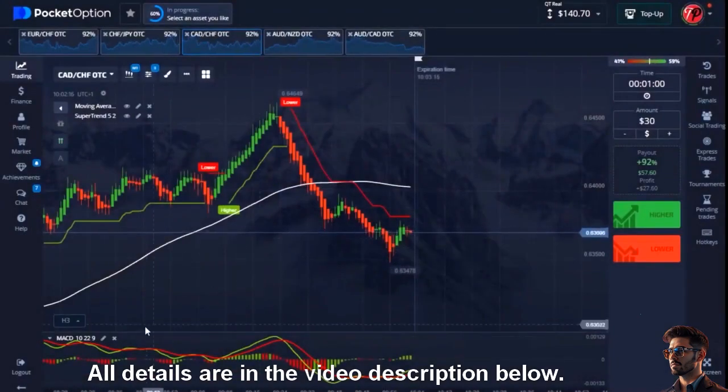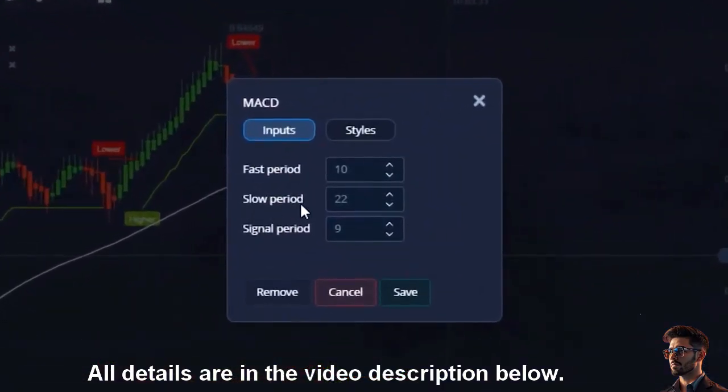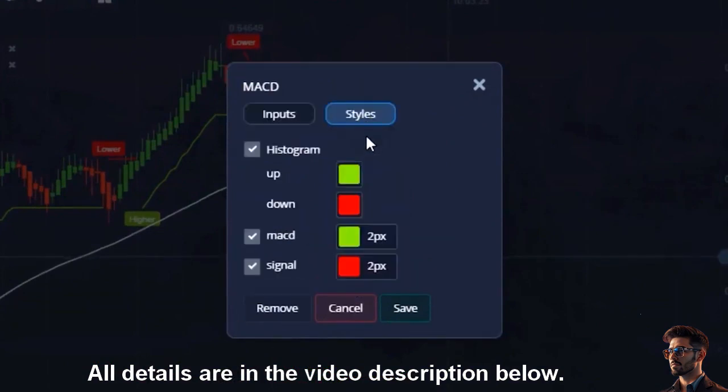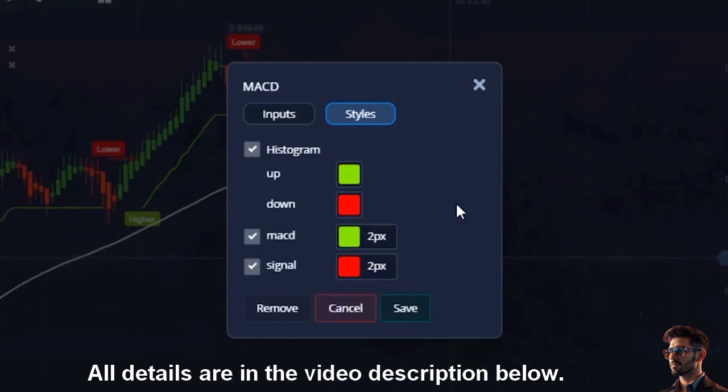The last indicator is MACD, with a fast period of 10. The slow period is 22, while the signal period is 9. On the style part here, make sure I set the MACD line to 2 pixels, and the same thing on the signal line here, 2 pixels. So when you're done, you hit save.